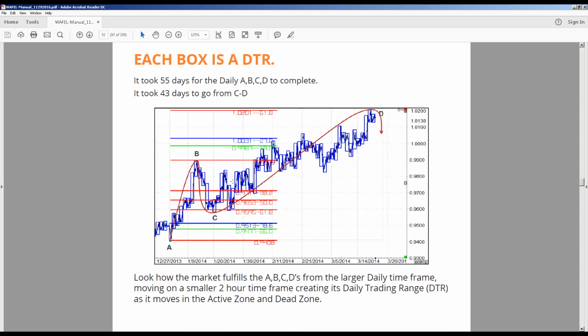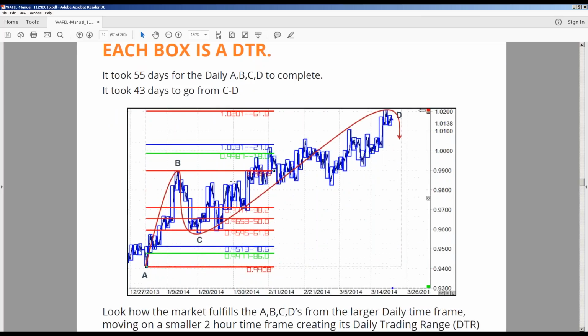Right, let me just make that a little bit bigger. There we go. Each box is a daily trading range. Each box resembles a day in the market. And here we can see it took 55 days for the daily ABCD to complete. 50 days for the daily ABCD to complete. And it took 43 days to go from the C to the D.